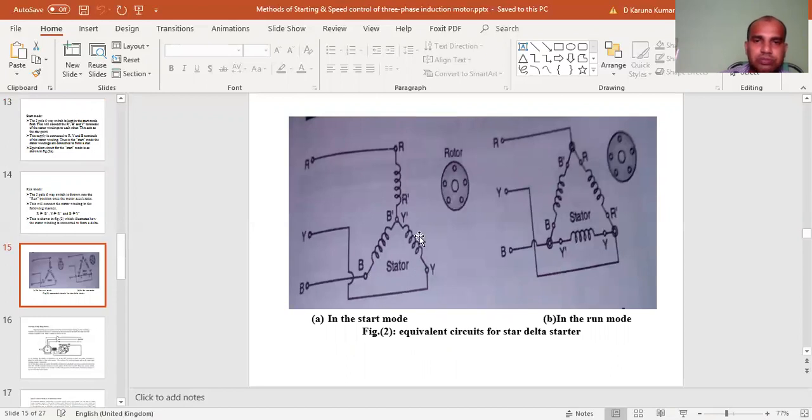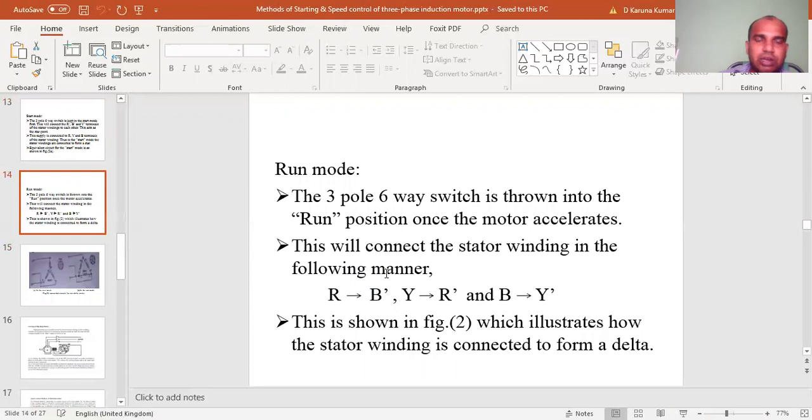This is the start mode. This one is the running mode. In the start mode the winding is star winding. In the running mode the winding is delta winding.